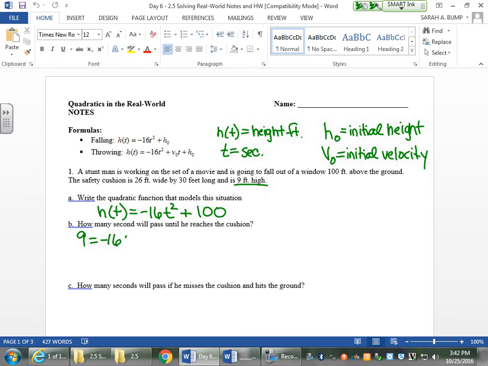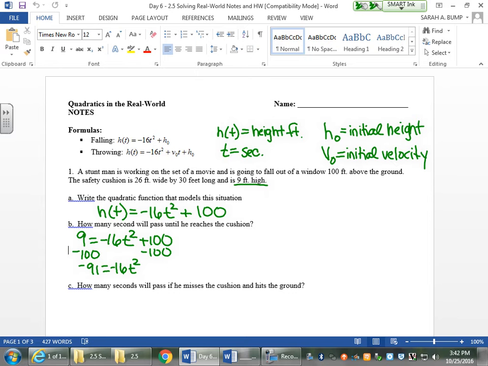Any falling object problem can be solved using square roots because the falling object formula does not have a middle b term. So we can solve it by square roots, and decimals are always okay. So we're going to subtract over the 100. We get negative 91 equals negative 16t squared.